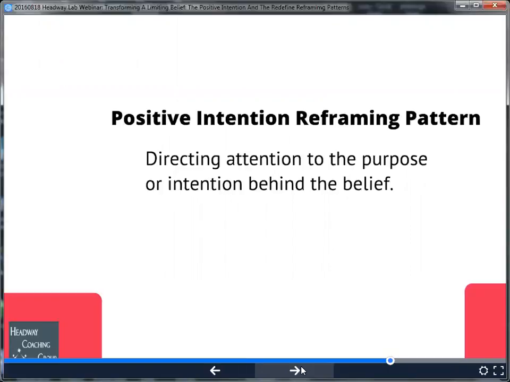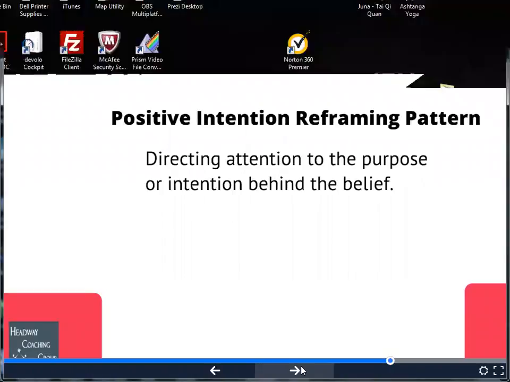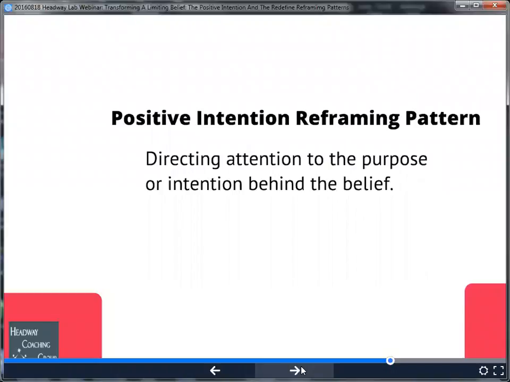that particular belief served a purpose. Guys, that's the essence of the positive intention reframing pattern: no matter how negative the current belief looks, there was a reason why our client formed it.